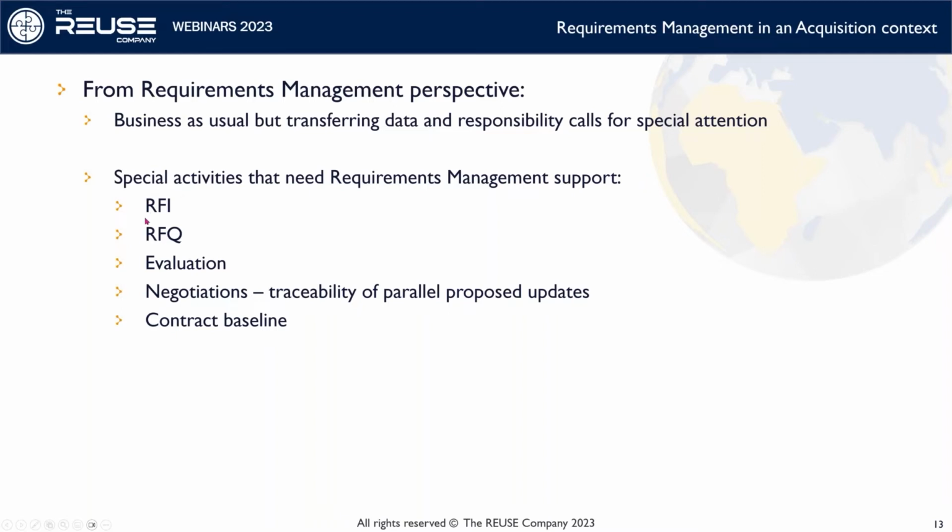And examples are request for information, where you do a scan of what the market is able to provide and deliver. Request for quotation, where you actually invite contractors, or bidders I should say, to bid for the contract to do the development together with you. You need to do evaluation of bids that you receive. You need at some point to do some sort of negotiations before you are able to contract things.